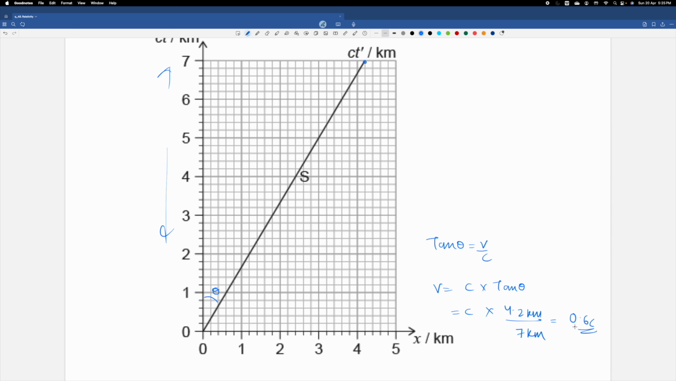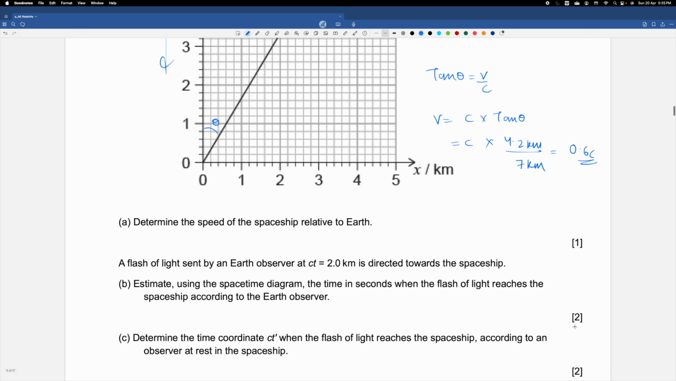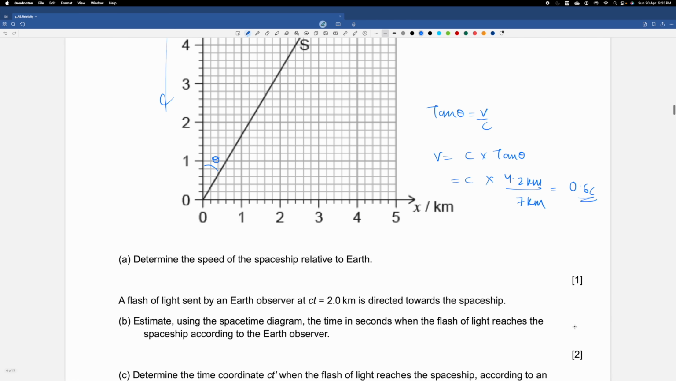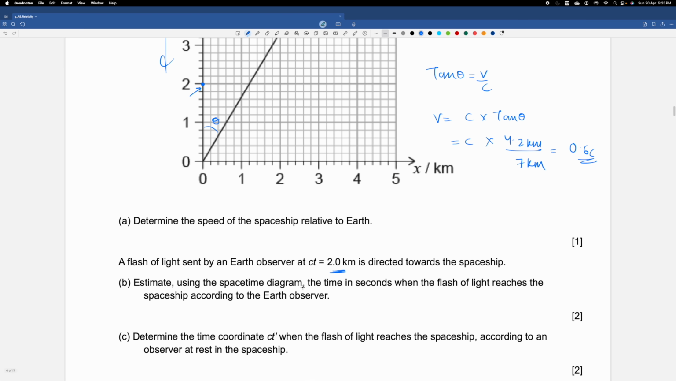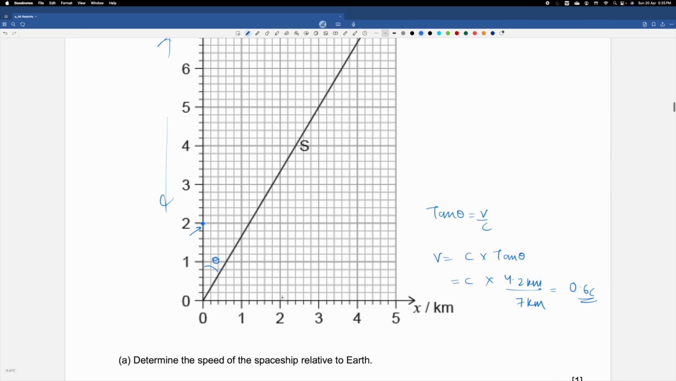Next, a flash of light sent by an Earth observer at ct equals 2 kilometers is directed towards a spaceship. You can see that the light is sent when ct is 2 kilometers, and from here the light is sent towards the spaceship. Estimate using the space-time diagram the time in seconds when the flash of light reaches the spaceship according to the Earth observer. Whenever a photon is sent out, the first thing you want to do is draw a world line for the photon, which is at an angle of 45 degrees.